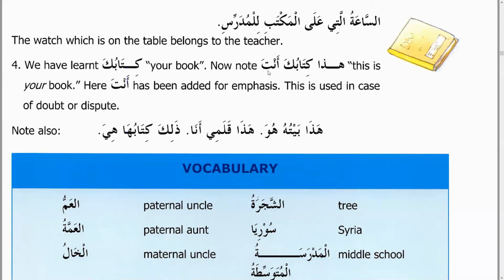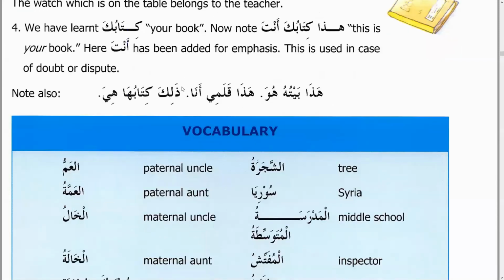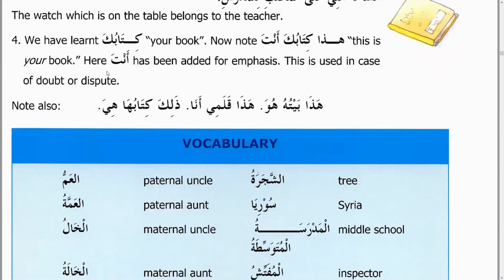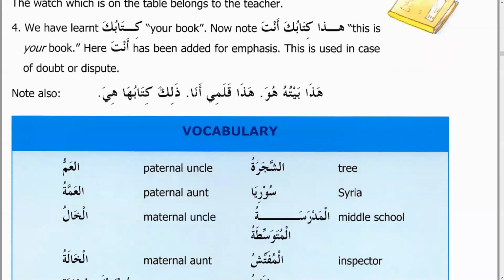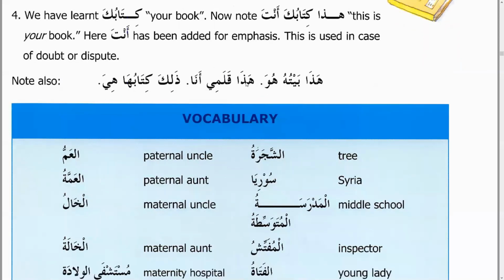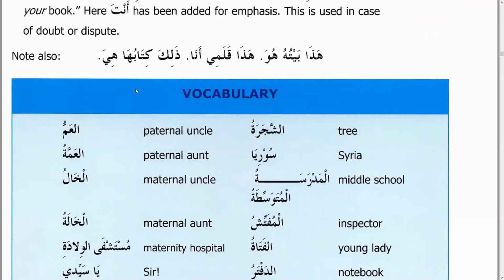Hadha kitabuka anta. This is your book. This is used in case of doubt or dispute. If there's a doubt or dispute, what do you do? You add an anta or something like that. Like for example, hadha baituhu huwa. This is his house. There's no doubt about it. Hadha qalami ana. This is my pen, ana. That is, I am the owner of the pen. There's no doubt at all. Dhalika kitabuha hiya. This is her book. That is hers. This is all for the emphasis.